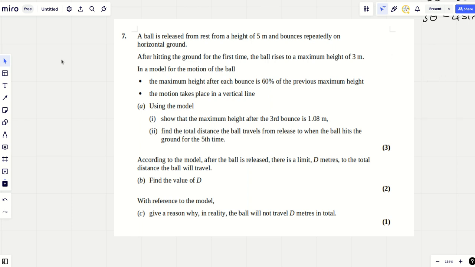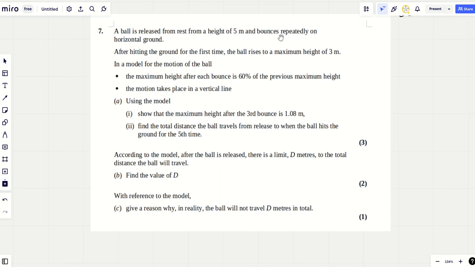Okay, so this one's a little bit more awkward. A ball is released from rest from a height of 5 meters and bounces repeatedly on a horizontal ground. After hitting the ground for the first time, the ball rises to 3 meters. In each subsequent bounce, its height is 60% of the previous one. So this is times by 0.6, times by 0.6, times by 0.6.